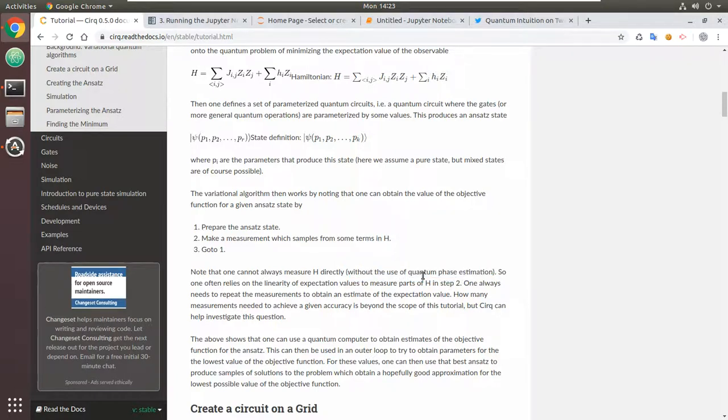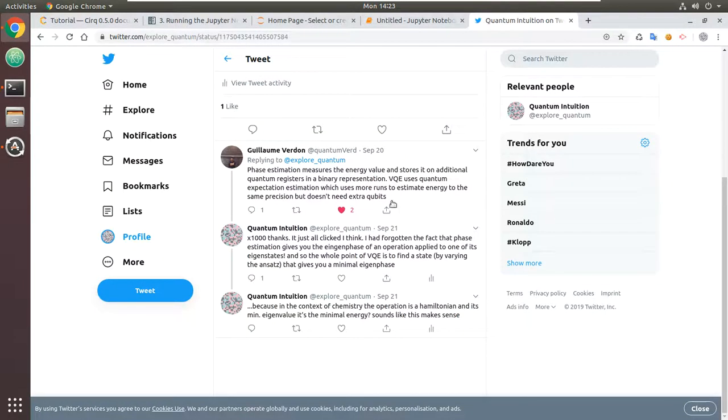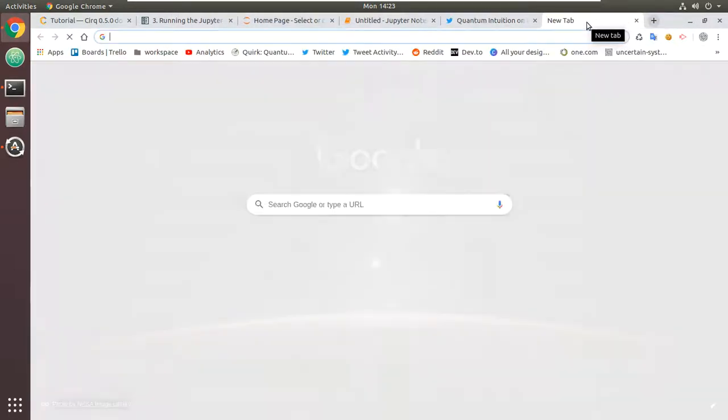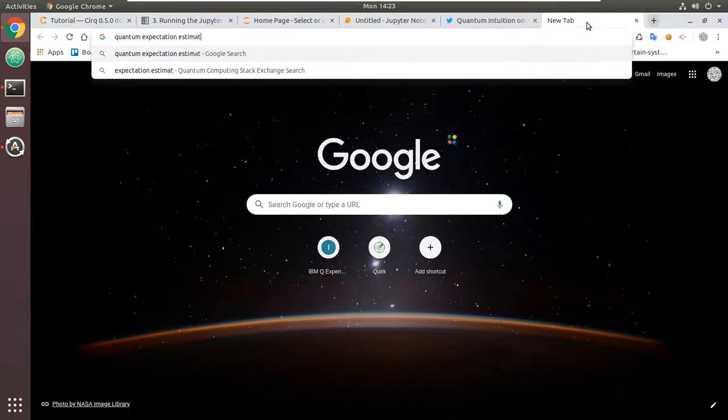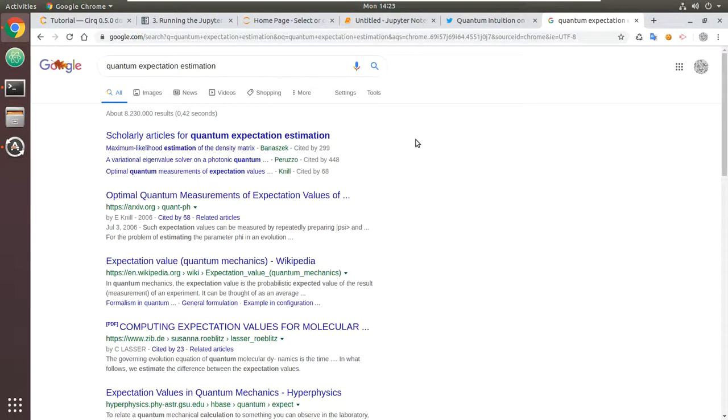it requires you to double up or to add more qubits into your system so that you can keep or get that outcome. Whereas what phase estimation is using is quantum expectation estimation. Is this a real term? Quantum expectation estimation, or is it that?